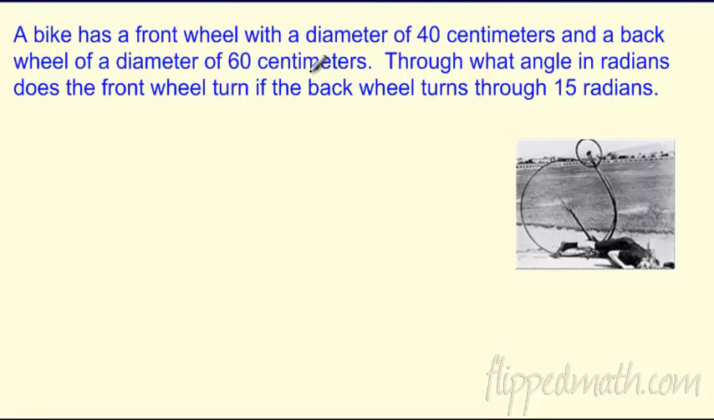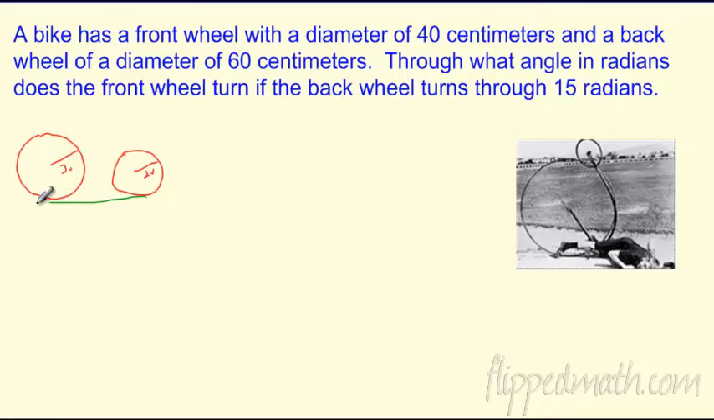So another bike problem. This time the front wheel is different than the back wheel. So we've got this big front wheel and the small back wheel, or vice versa. I don't know which is front and back. The front tire is 40, and is that diameter? So let's say it's 20, the radius is 20. The back tire has a diameter of 60, so we're going to say this is 30. So this is my bike.